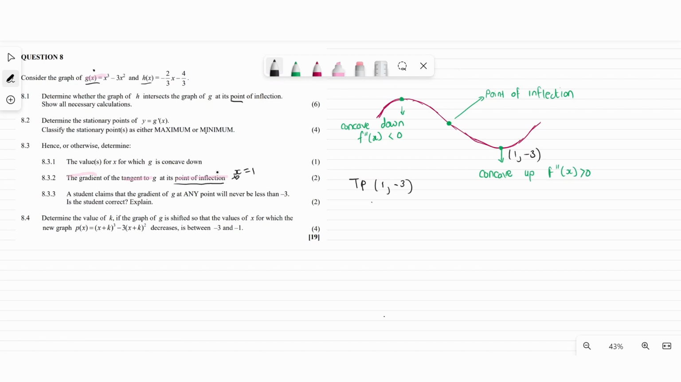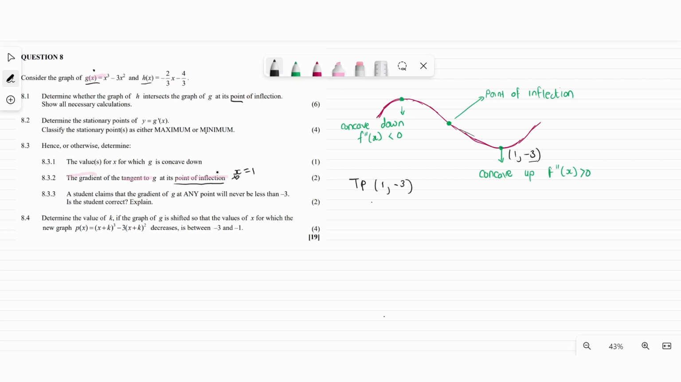So if we find the first derivative and we find a gradient at any point here, it cannot be less than negative 3. Why? At negative 3, that's where the graph turns and it changes from decreasing to increasing. So there isn't any number lower than that part. So the student's claim is correct. I hope I'm making sense.